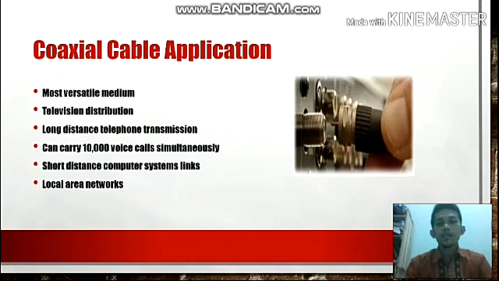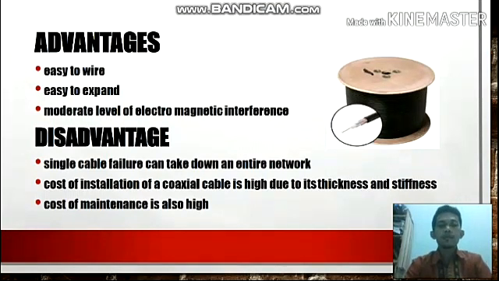Coaxial cable application. The applications of coaxial cable: it is the most versatile medium, used in television distribution, long-distance telephone transmission, can carry 10,000 voice calls simultaneously, short-distance computer system links, and local area networks. Advantage and disadvantage. The advantages of coaxial cable are easy to wire, easy to expand, and moderate level of electromagnetic interference. The disadvantages of coaxial cable are that a single cable failure can take down an entire network. The cost of installation of a coaxial cable is high due to its thickness and stiffness, and the cost of maintenance is also high.